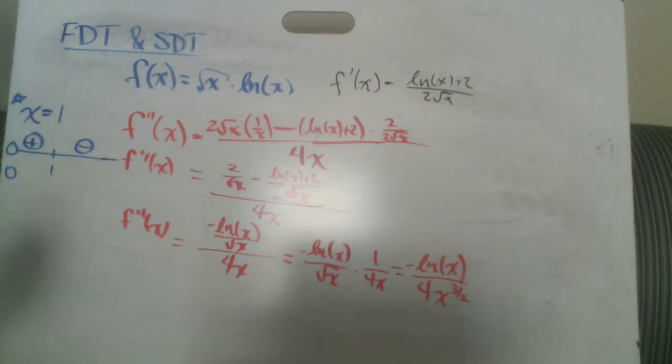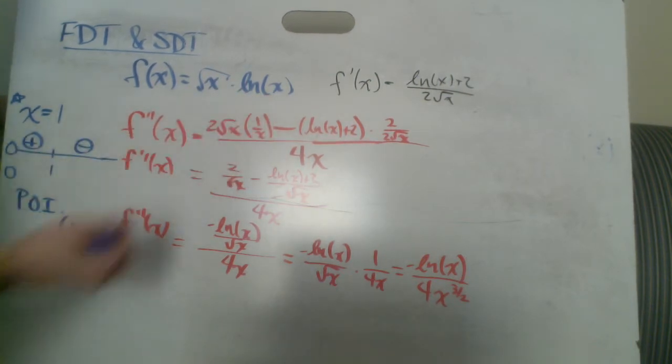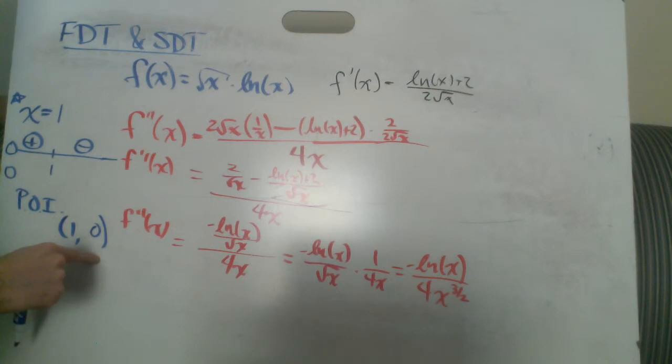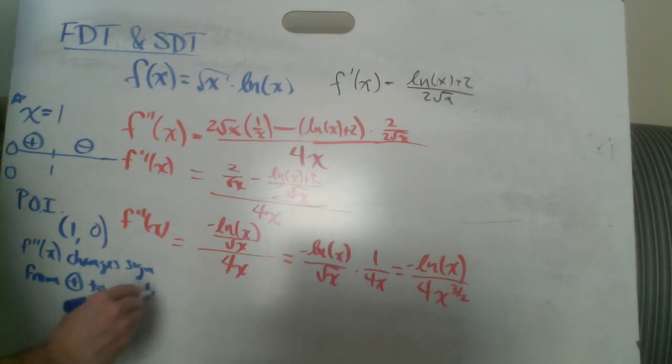So if I asked you, what are the points of inflection? And here I'm asking for the point of inflection, not just the x value of it. The point of inflection would be when x equals 1. I plug this into my original function. That's 1 times 0. So the point of inflection is (1, 0), because f double prime of x changes sign from plus to minus at x equals 1.